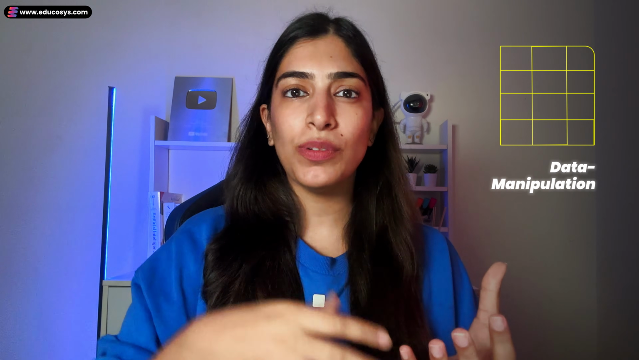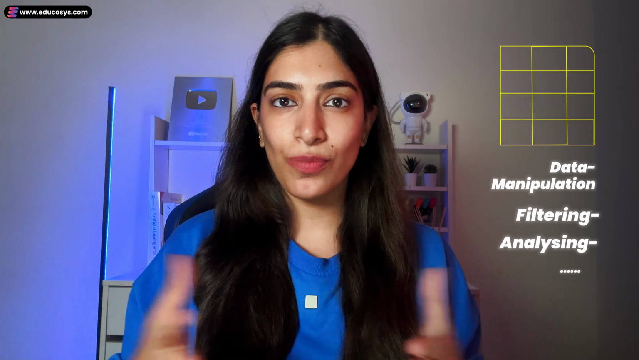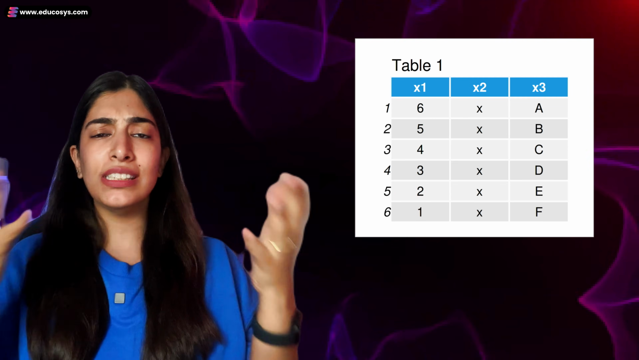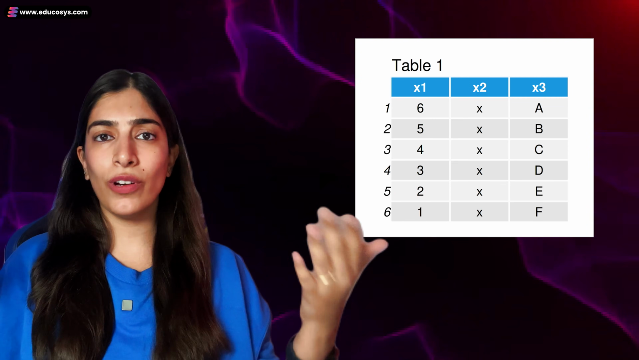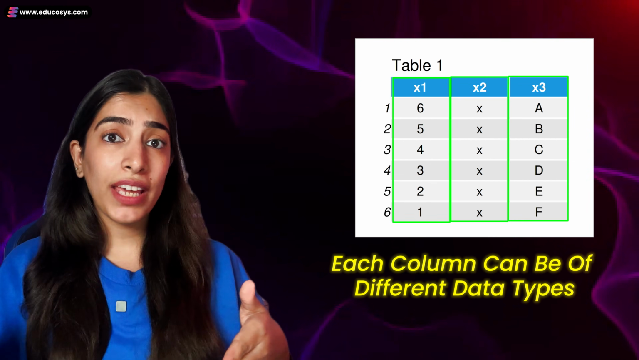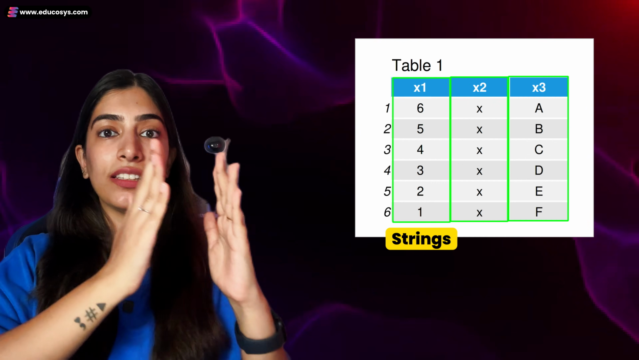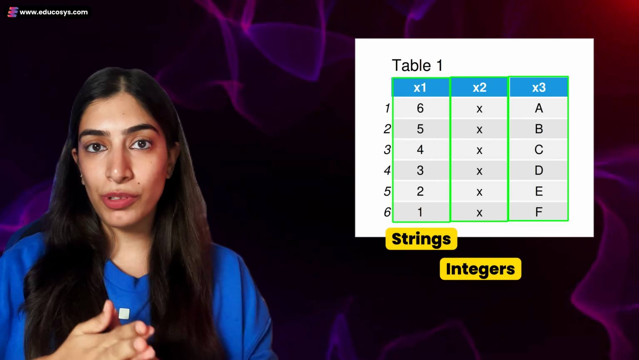You can think of it like a table with some extra functionalities like, for example, data manipulation, filtering, analyzing, and so on. It is called data frame. It is important to understand that data frame is different from a simple 2D array. See, whenever we read from CSVs or tables, we create a data frame. Now, just think of a CSV or a table or a data frame. Each column can be of different data type, right? Like one column could be of strings, another column could be of integers, another column could be of float.